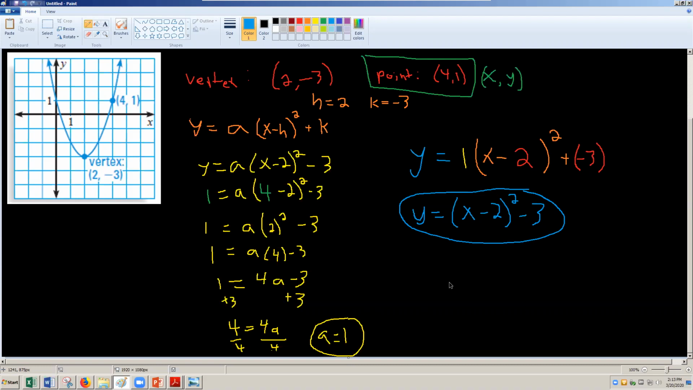Are we going to have to memorize that equation? You should know how to do this. Yep. You should know vertex form, intercept form, and standard form. Okay. Anything else here?